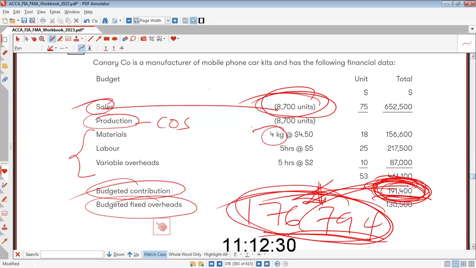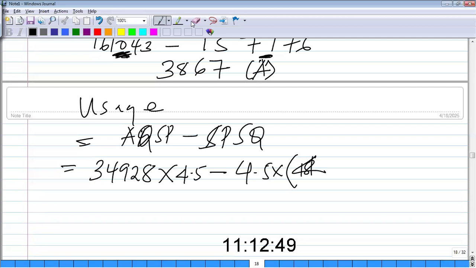Where's per unit? No, this is dollars. Every unit is taking 4, so that is what we call standard consumption per unit. So this is 4 times. But we want to find the standard quantity used. To get it, you take standard consumption per unit times what? Times actual units.